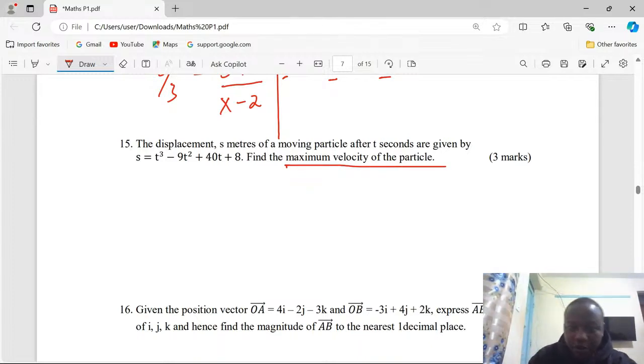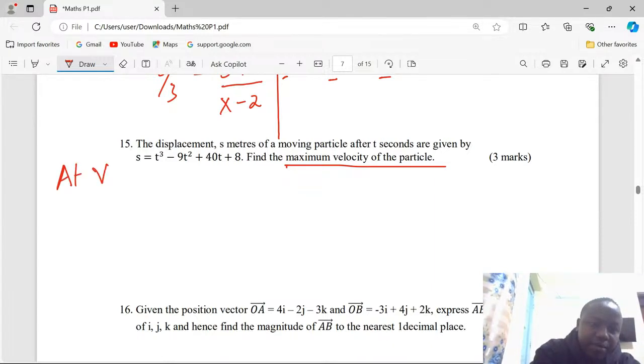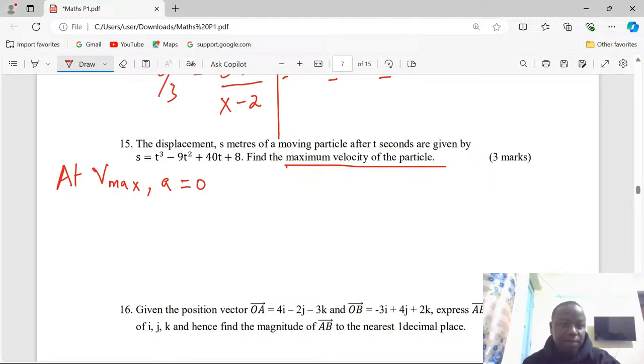It's good for you to know that at maximum velocity, acceleration equals 0. When the particle has fully accelerated, then it has attained maximum velocity. So the first thing we are going to do, because we are given a displacement function, we will differentiate it first to get the velocity function. So the velocity function is given when distance is differentiated with respect to time.